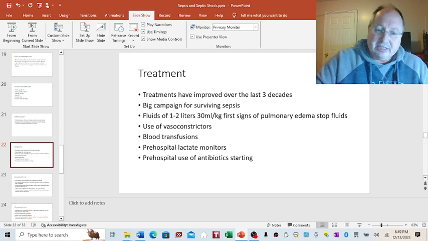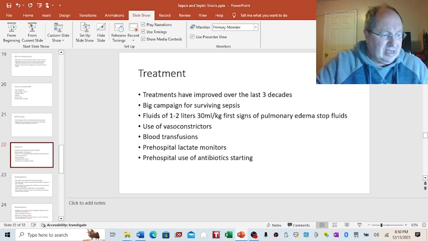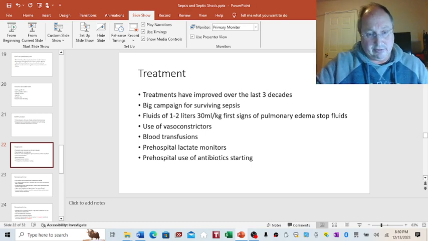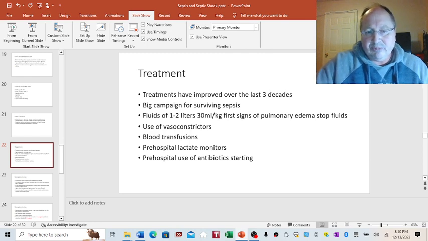Blood transfusions, I've seen some literature about that. Obviously, we're not going to do that in the field, but in the ER they could start a transfusion. The ICU is going to be more the long-line management, but they're not going to really start that transfusion unless the blood count is below 7.